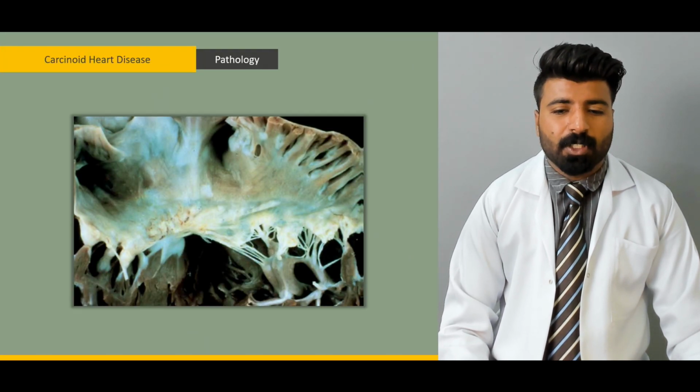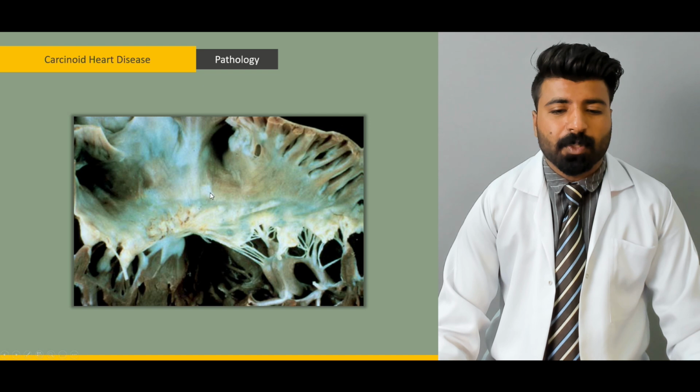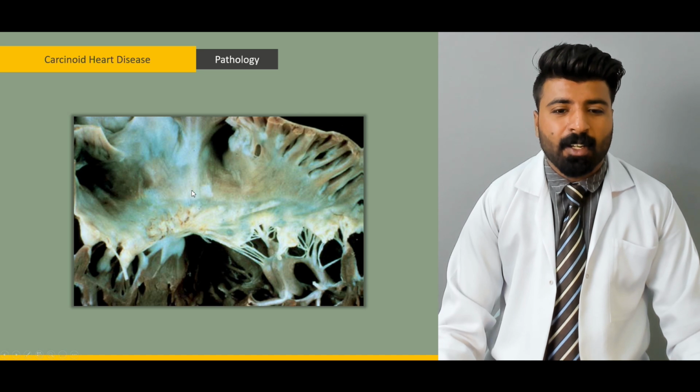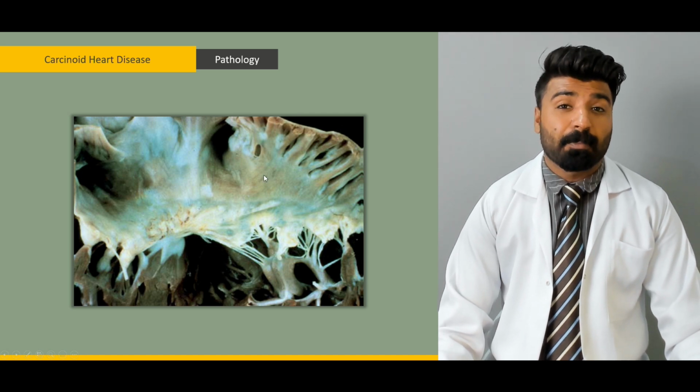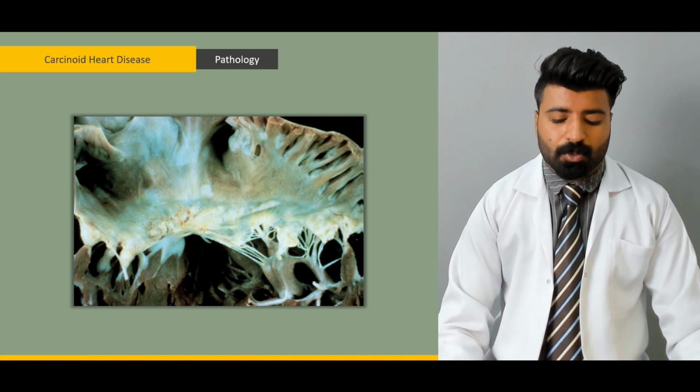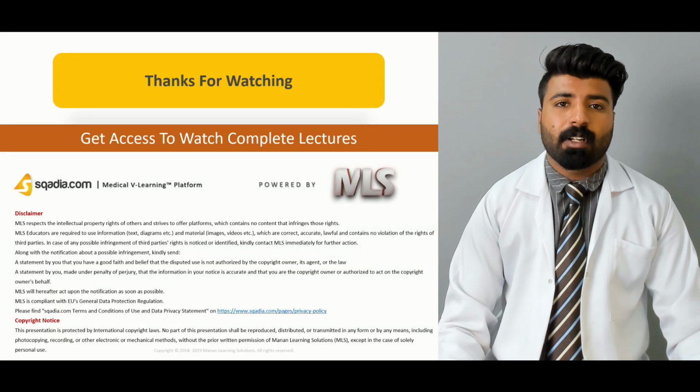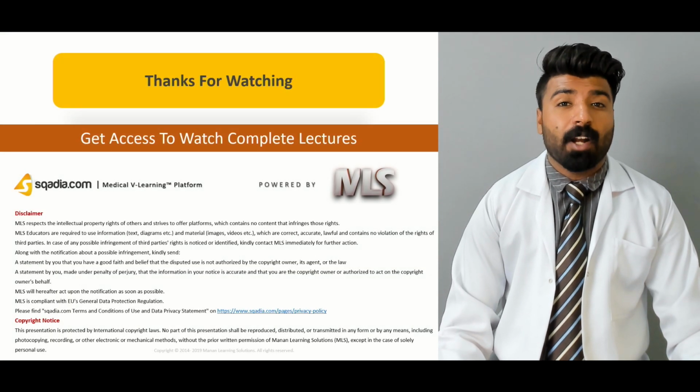Now, this is a pathological diagram of carcinoid heart disease. You can see this is a depiction of the tricuspid valve. This pearly white appearance you can see, but the leaflets are fine. But you can see that carcinoid heart disease affects the leaflets in this way and leads to the pearly white appearance of it. So that's all for these valvular and endocardial diseases.